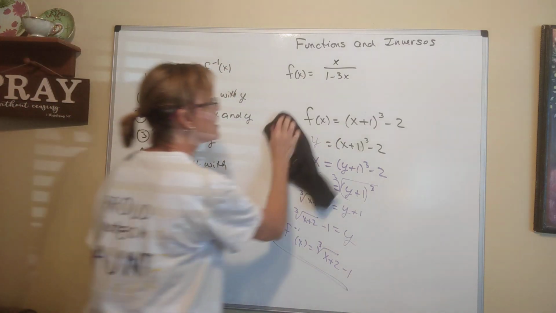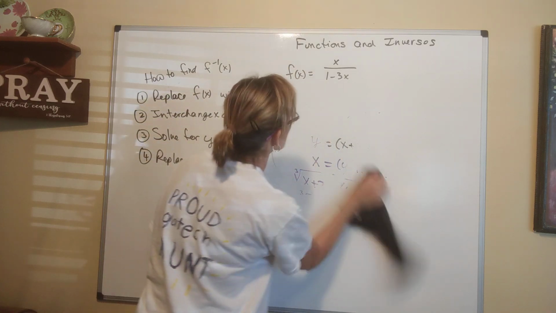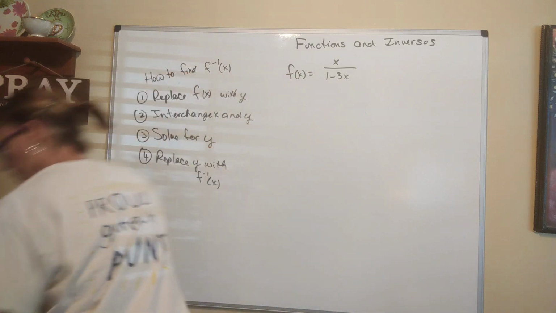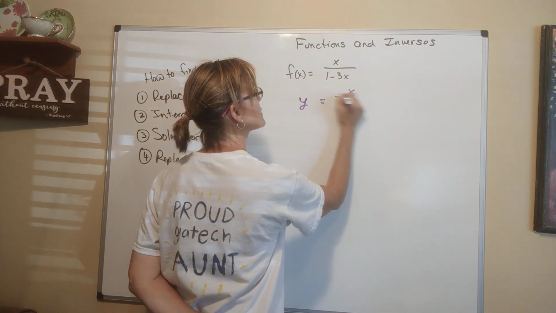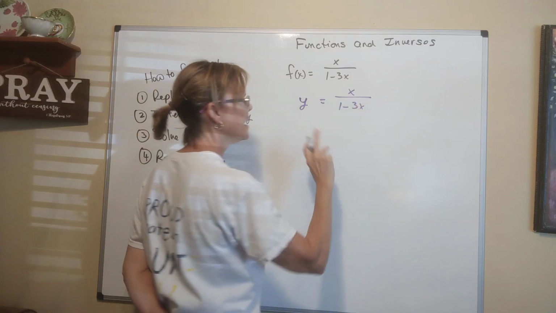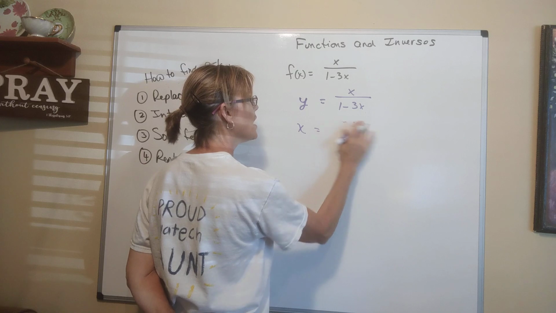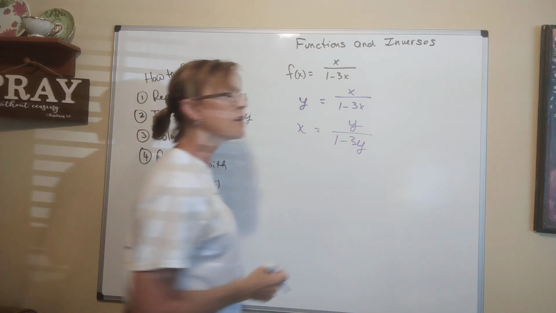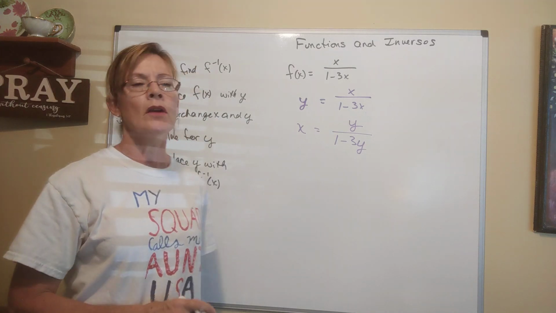Okay, number 1, replace f of x with y. So I'm going to say y is equal to x over 1 minus 3x. Interchange x and y. Okay, x is equal to y over 1 minus 3y. Okay, and now it gets a little tricky. Solve for y. That's why I wanted to do this one with you.